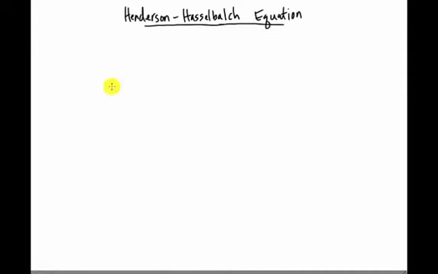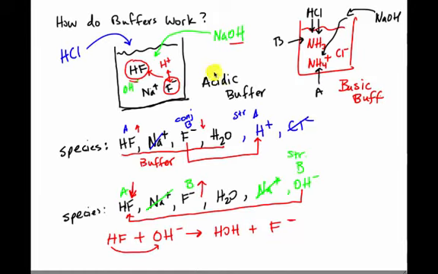So let's take a look at what's called the Henderson-Hasselbalch equation. Let me back it up here just a second. What we're looking at here is, as I add the acid and I add the base, what's going to happen is I'm going to change the pH. Remember, pH is what's changing. pH is either going to go up or it's going to go down, depending on what happens.